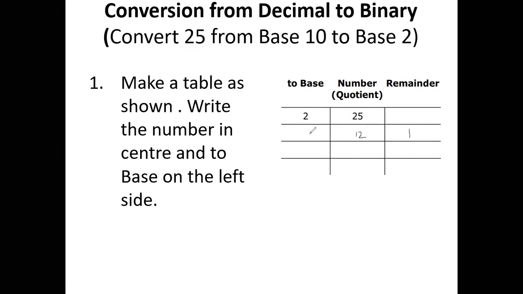Next, I'm going to divide this 12. I'll say 2 into 12. 12 divided by 2 is 6. There is no remainder, so I put 0 on this side. Then I say 2 into 6. It is 3, and there is no remainder. Then I'll say 2 into 3.